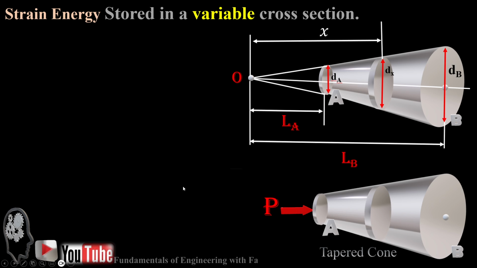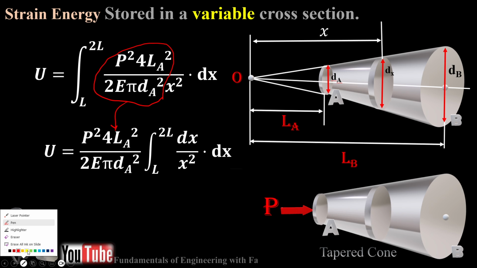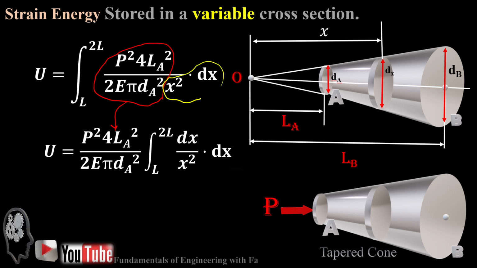As soon as you have that, get the constant out of the integration. So all this part is a constant and comes out of the integration, and then it's just the integration of dx over x squared, dx from L to 2L. And if you do the math for this integration, it gives you negative 1 over x from L to 2L. If you do the math, it gives you 1 over 2L.